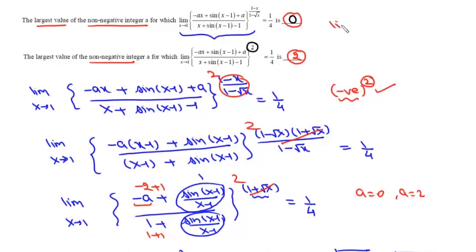When we say limit x tends to a of f(x) equals L, it doesn't mean that f(a) equals L. It simply means that when x approaches a, this function f(x) approaches L. It is not exactly equal to L, and that's the reason many students get this wrong.